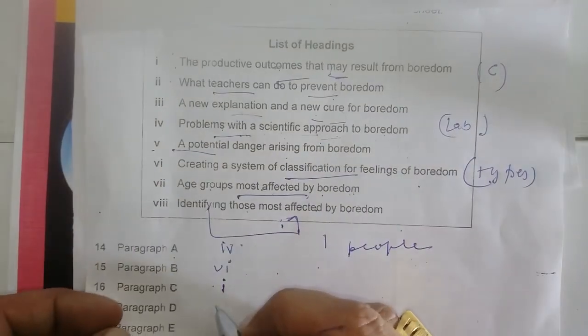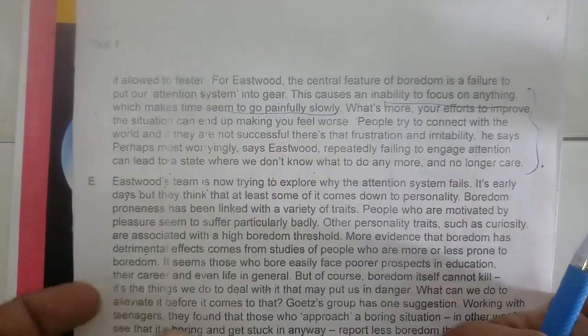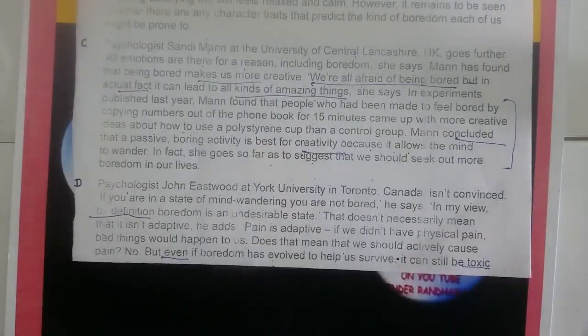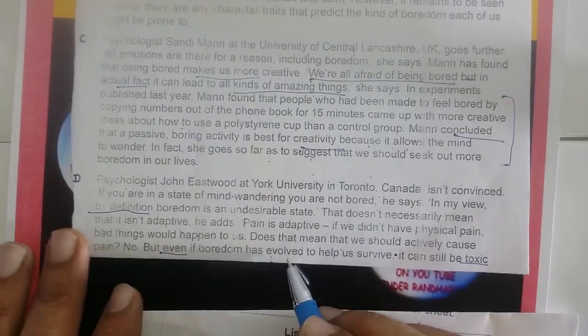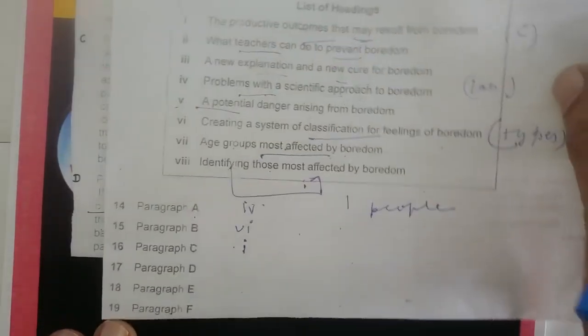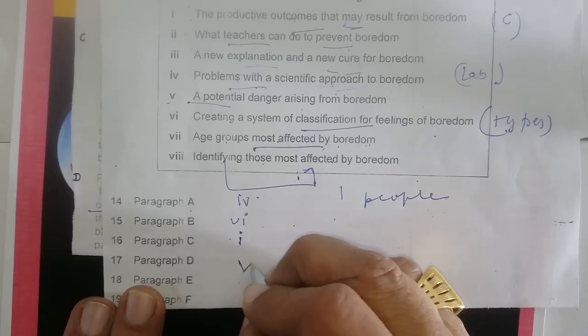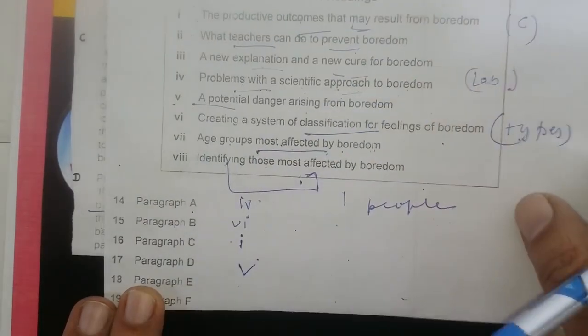So he is talking about the dangers. That's why, because even if on the first page, because this is on the second page, on the first page we have got one point here: after the "but", it can still be toxic. So it is a danger, toxic. Everybody knows the meaning of toxic. That's why the fifth is the right answer here. Now let's go to the next point.